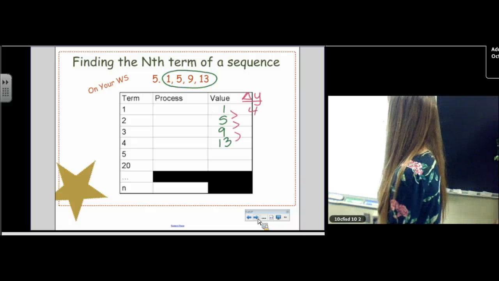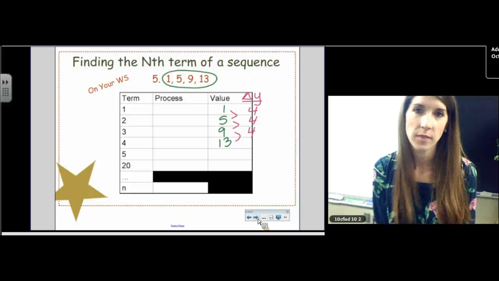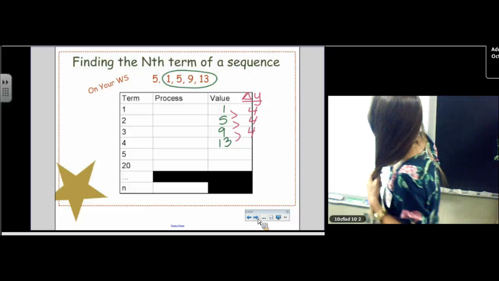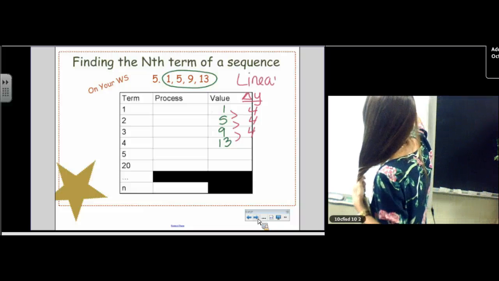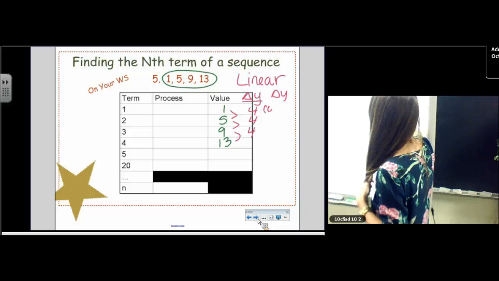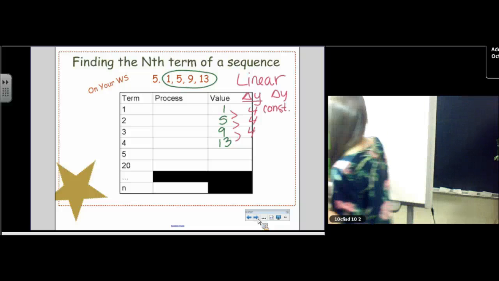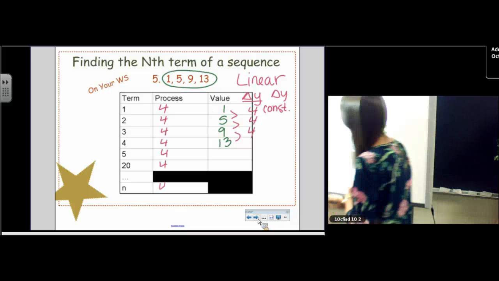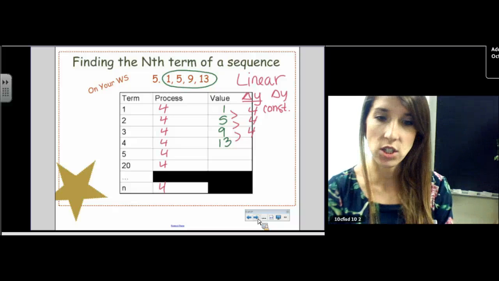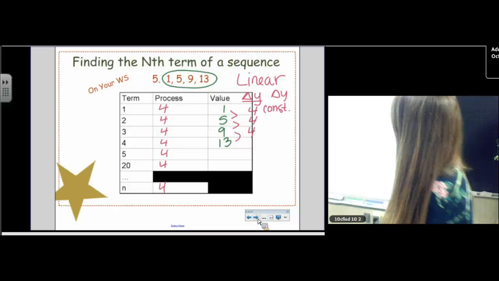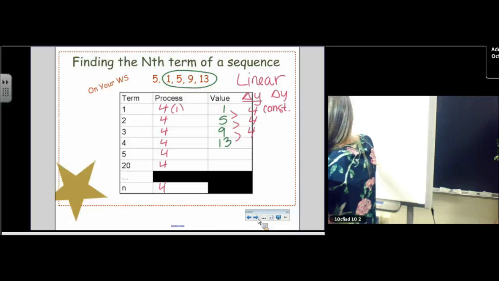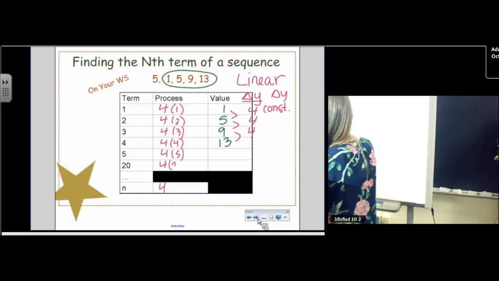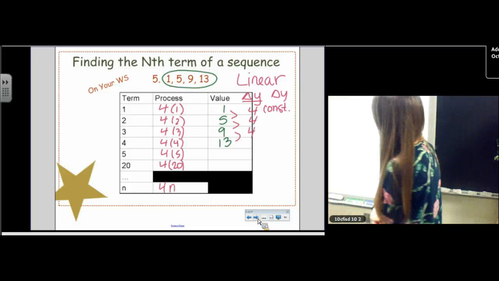Look at that. 4, 4, 4. Since delta y is constant, we now know that this is linear. So you take what you got for delta y, and that is your slope. That is your coefficient. It's your slope. Okay? And then you write the term, 1, 2, 3, 4, 5, 20 in.